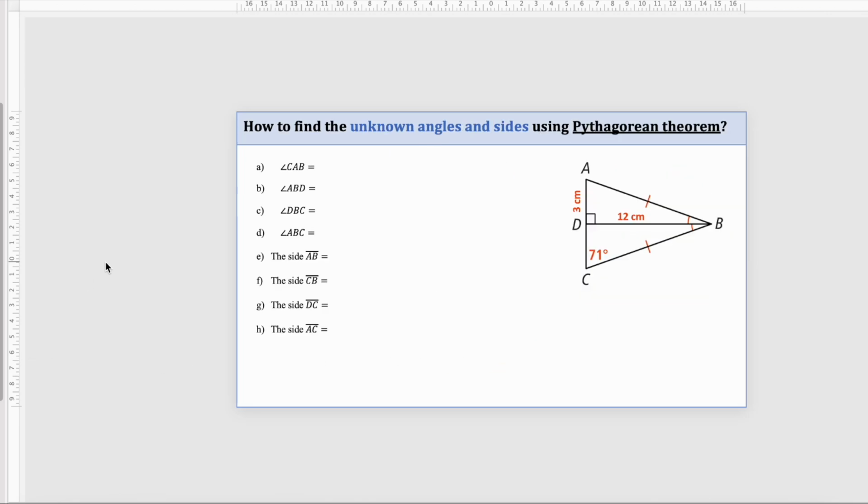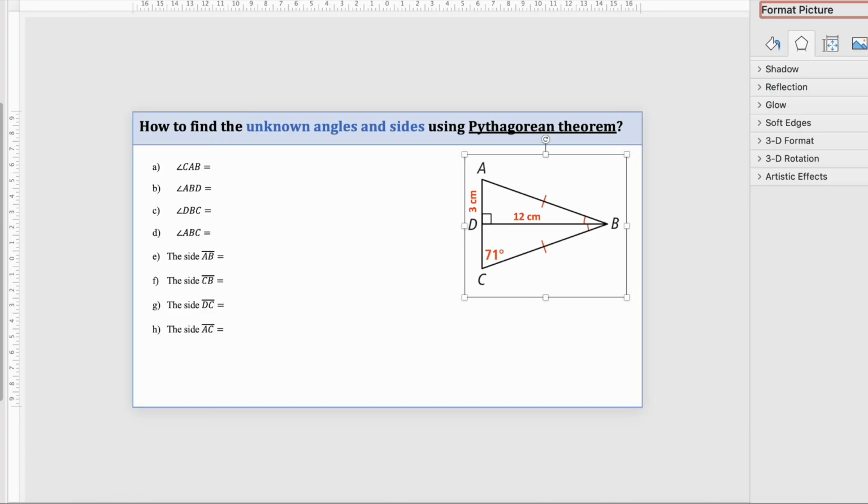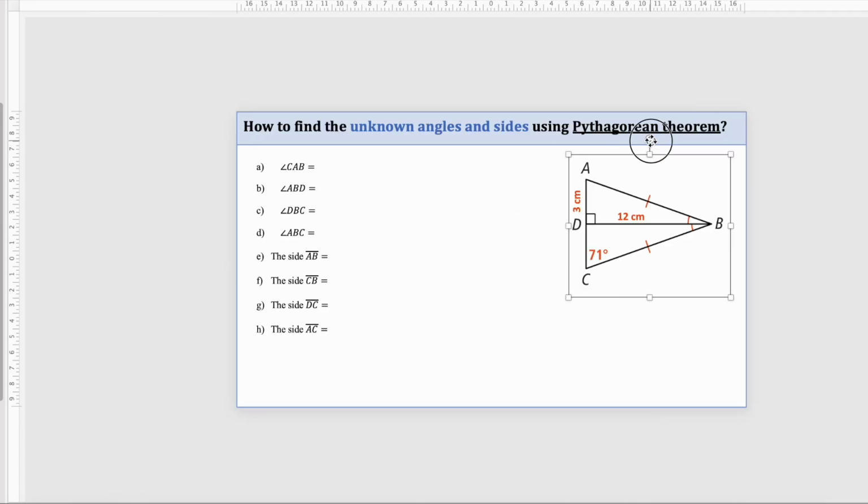Let's move to our favorite, the fourth idea, finding angles and sides using the Pythagorean theorem. So as I said, I always prefer to rotate the shape in a way that the two equal sides are shown on top.